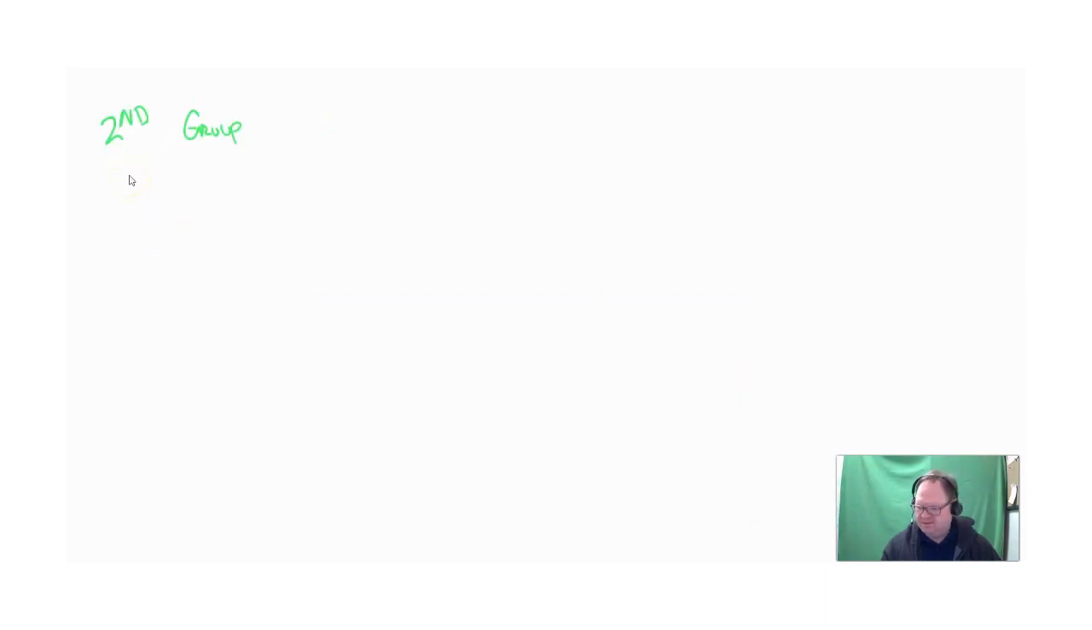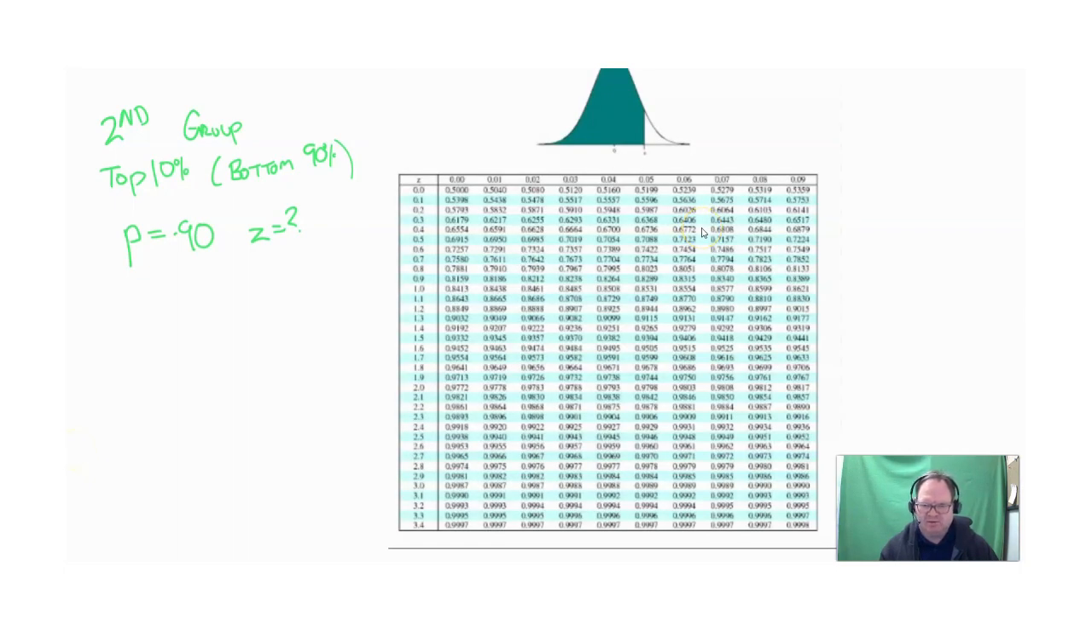The top 10%, or as I said, the bottom 90%. So we need to find the z-score when the probability is equal to 90. As before, we refer to our z-table. The z-table shows the probability, so we're looking probably in about this area. And we see that that one is the closest, so that's what we're going to choose. Our z-score is going to be 1.28.